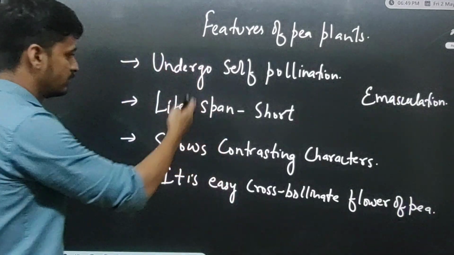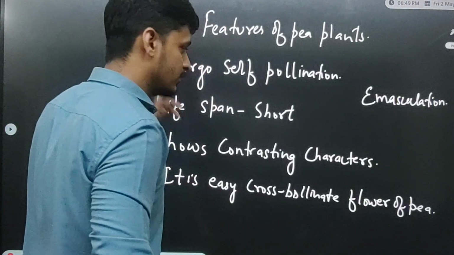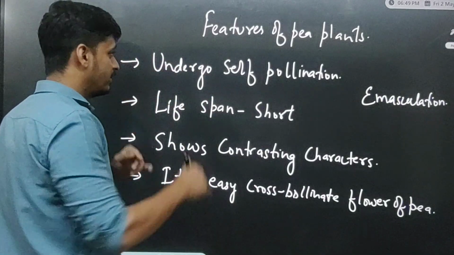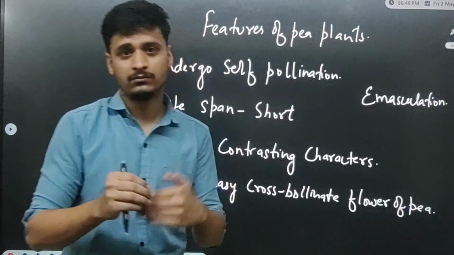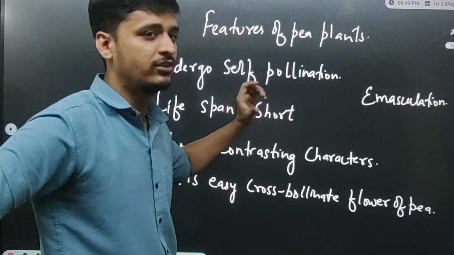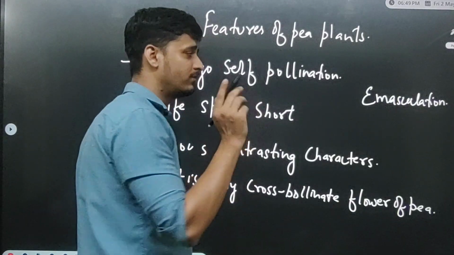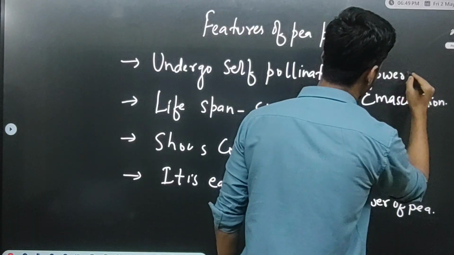So these four are the special features of the pea plant, right? That's why Mendel chose the pea plant for this experiment. Here they undergo self pollination. In which part of the plant does pollination take place? In the flower. In the flower, pollination takes place. We all know.